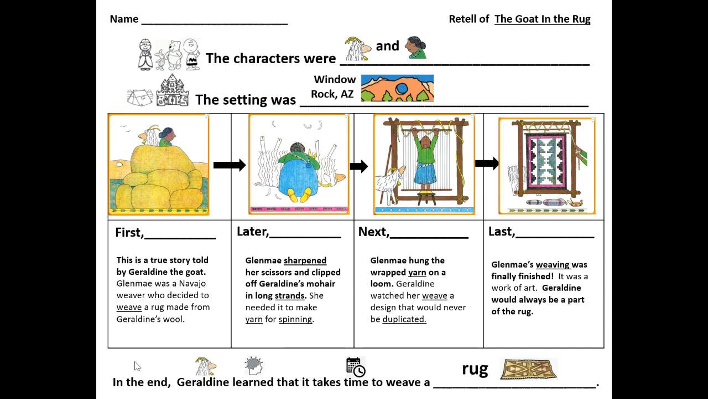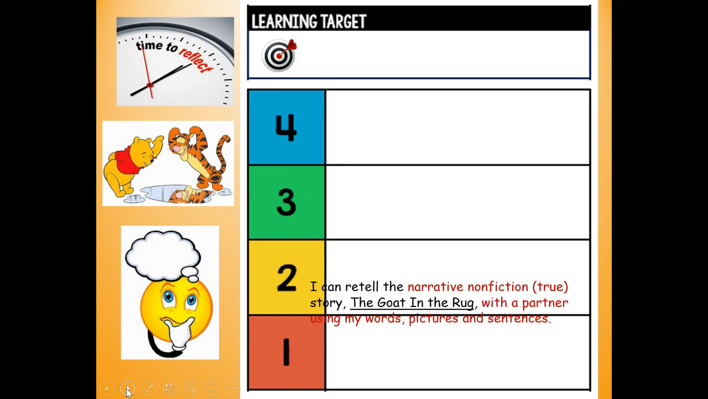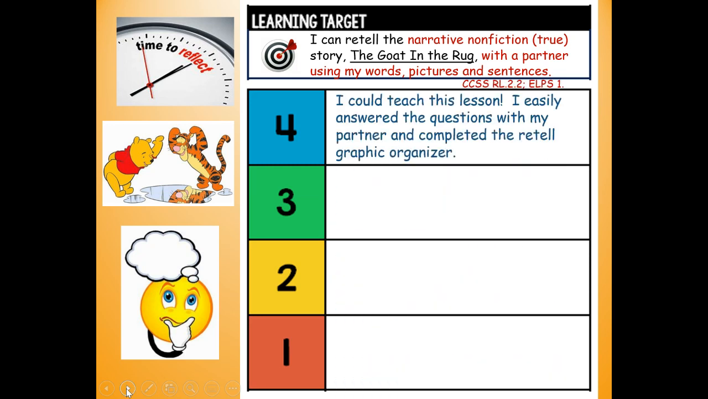All right, let's reflect on our learning. How do you think you did, boys and girls? Our learning target was I can retell the narrative nonfiction true story, The Goat in the Rug, with a partner using my words, pictures, and sentences. 4, I could teach this lesson. I easily answered the questions with my partner or with me and completed the Retell graphic organizer.